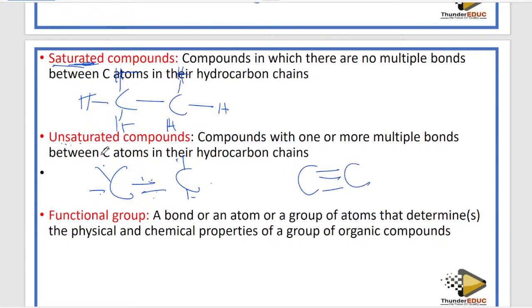So unsaturated compounds have one or more multiple bonds between carbon atoms. That word between must be there. Sorry, this one is not one, it's supposed to be two. Compounds with two or more multiple bonds. No, the English is correct.